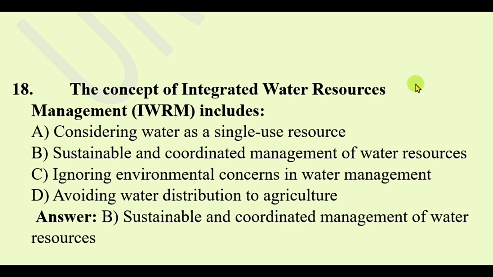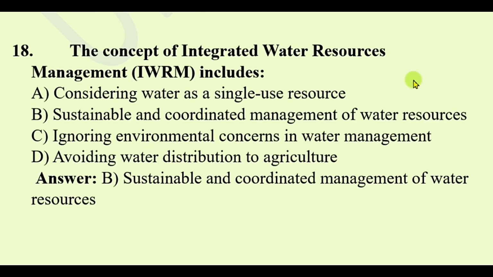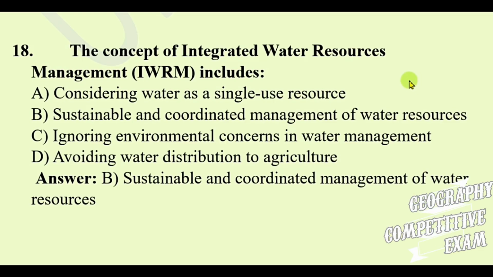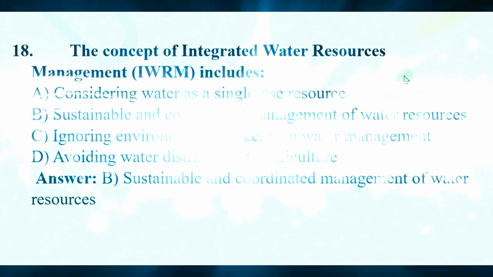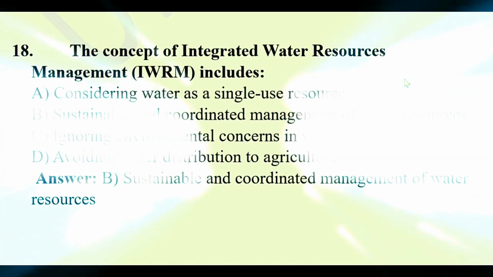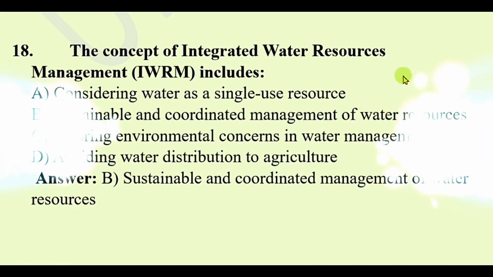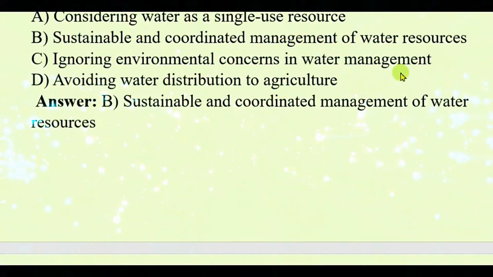Question 18. The concept of integrated water resources management includes considering water as a single-use resource, sustainable and coordinated management of water resources, ignoring environmental concerns in water management, avoiding water distribution to agriculture. Here the right answer will be sustainable and coordinated management of water resources.